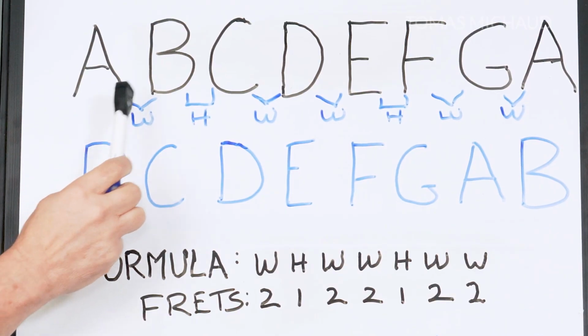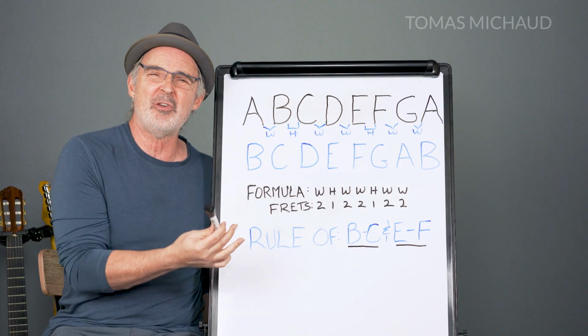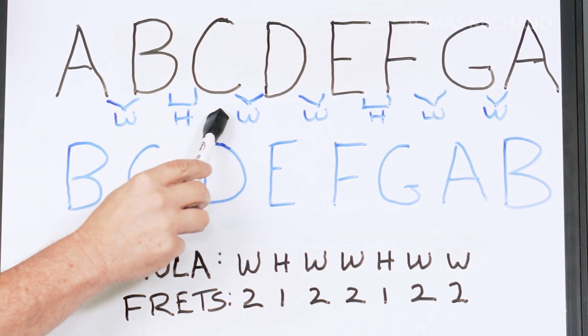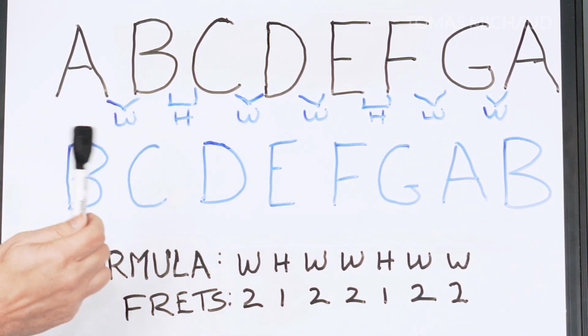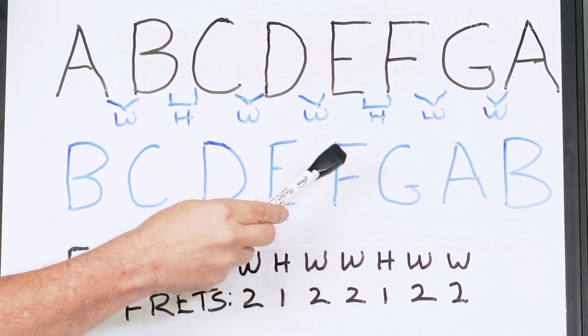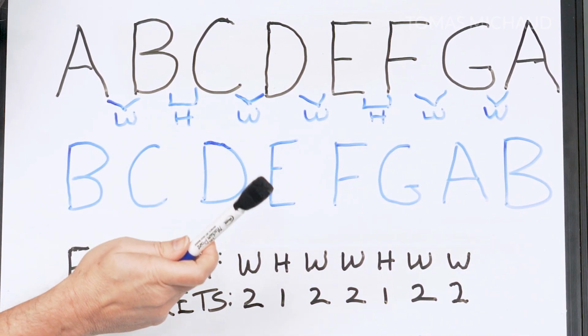Starting on A and going to B, we have one whole step. A whole step, by the way, in guitar terms, is 2 frets on a string. From B to C, we need a half step. That's 1 fret. From C to D, a whole step. From D to E, another whole step. Now, from E to F, we've got another half step.